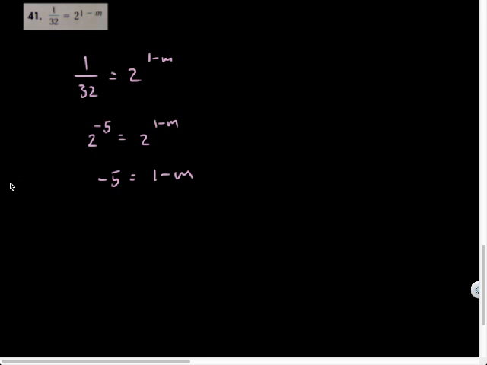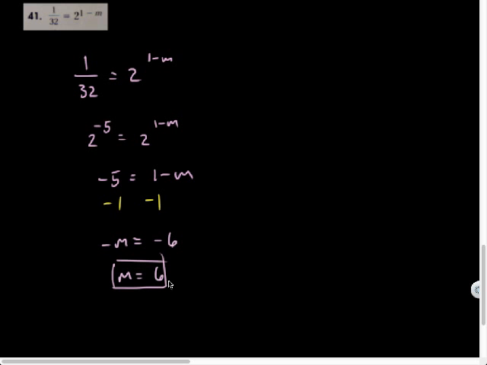So I could now solve this equation by subtracting 1 from both sides. I'd get, I'll flip this as always, negative m, or the opposite of m, more accurately said, is equal to negative 6. So therefore, positive m must equal positive 6. And that would be the solution there.